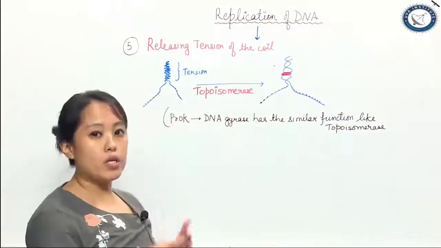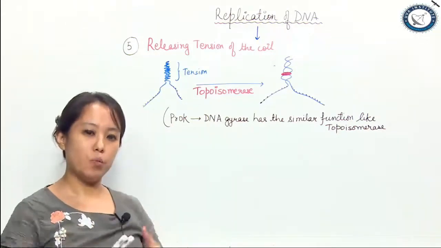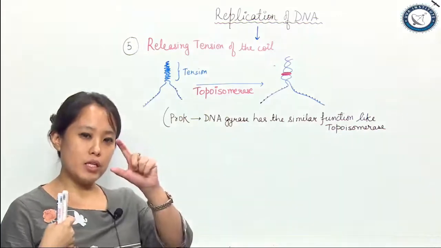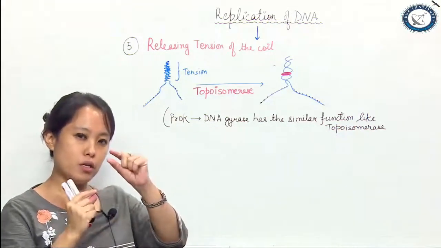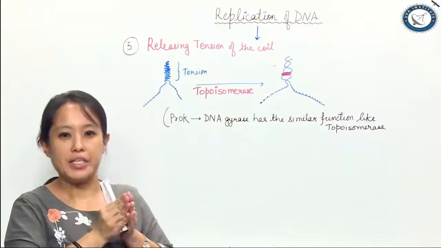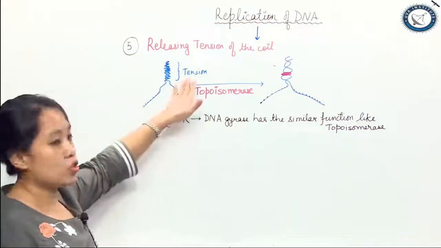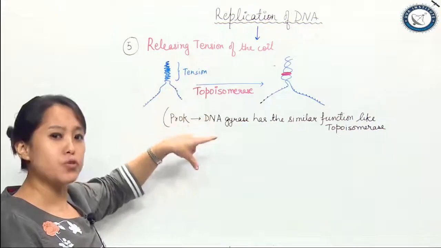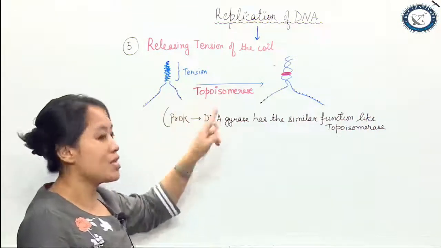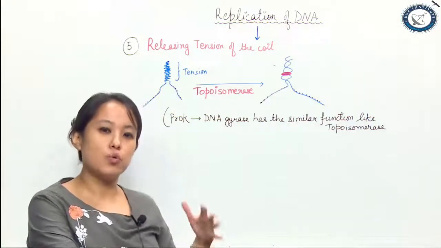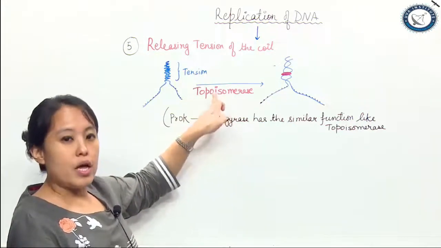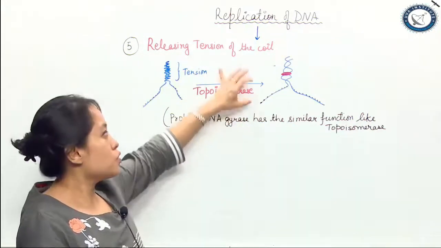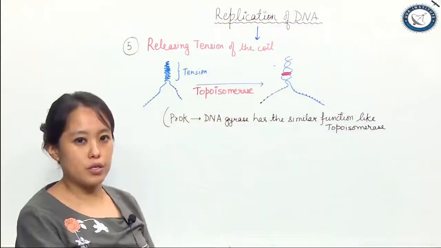Once it is being open, what happens at the upstream area, generally they start coiling up very, very densely. So what happens? A tension is developed. In order to release tension, we add an enzyme which is known as topoisomerase, which will release the tension. And once it releases the tension, then of course the coil comes back to the normal state.